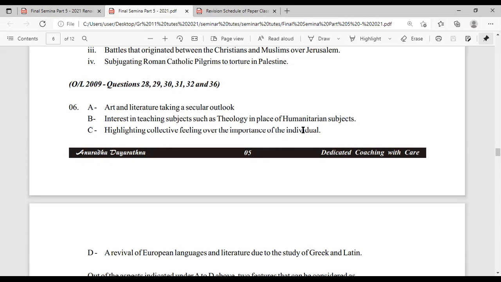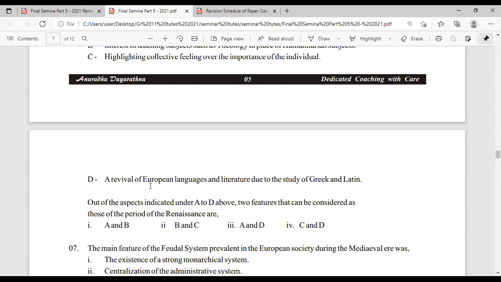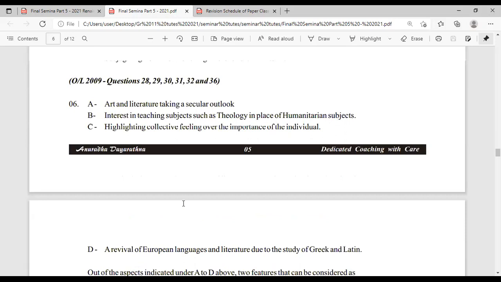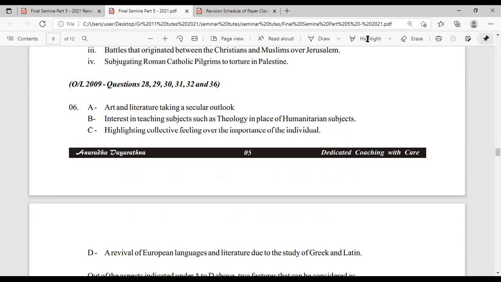Through the name of a person, he cannot give birth to any creation. A revival of European languages and literature due to the study of Greek and Latin. Out of the aspects indicated under A to D above, two features that can be considered as those of the period of the Renaissance. Okay, now what is the answer? One gave the answer. We'll see the answer.